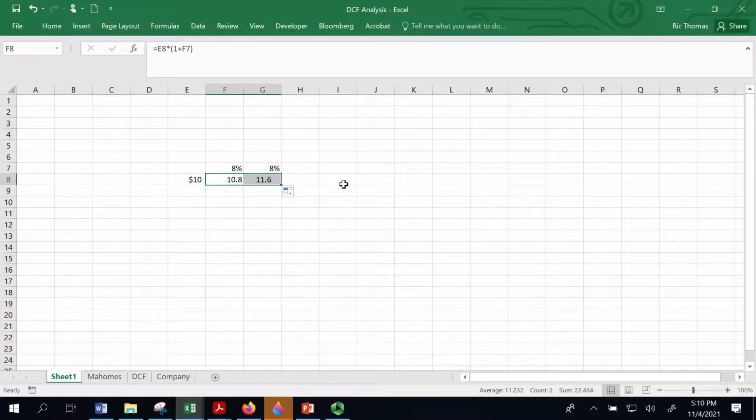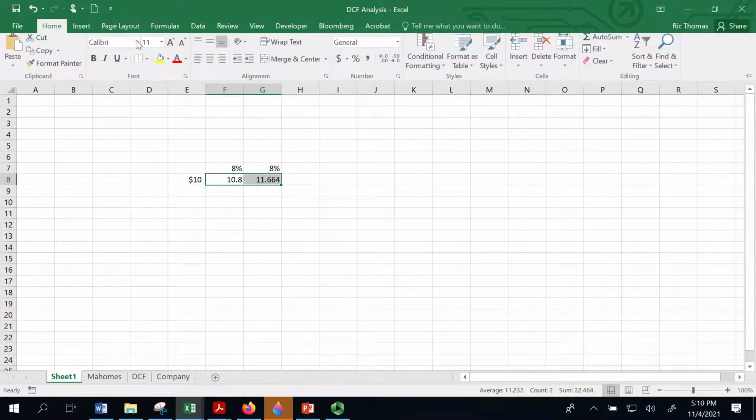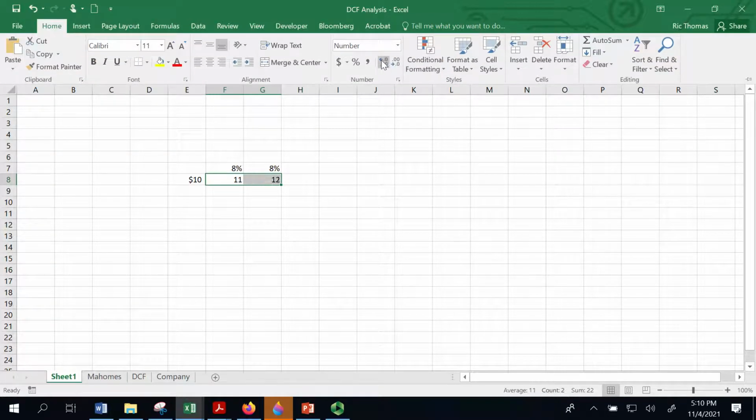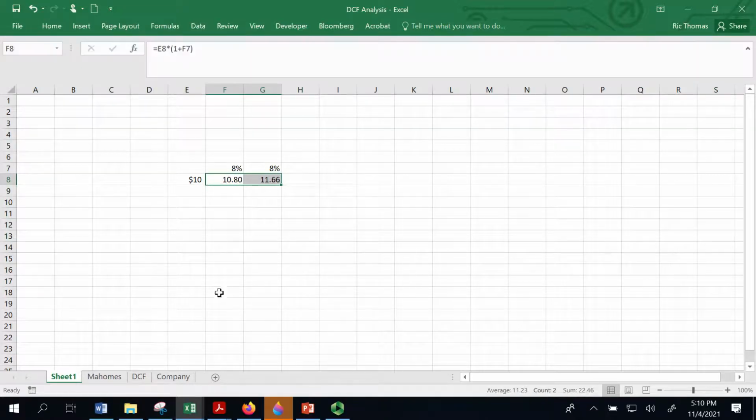And after 2 years, it would be worth $11.66. Let me just get that down to two decimals. Okay. So the future value of $10 invested at 8% over 2 years is $11.66. Conversely, the present value of $11.66 to be received 2 years from now, discounted at 8%, is equal to that $11.66 cell divided by 1 plus the interest rate, which is 8%.